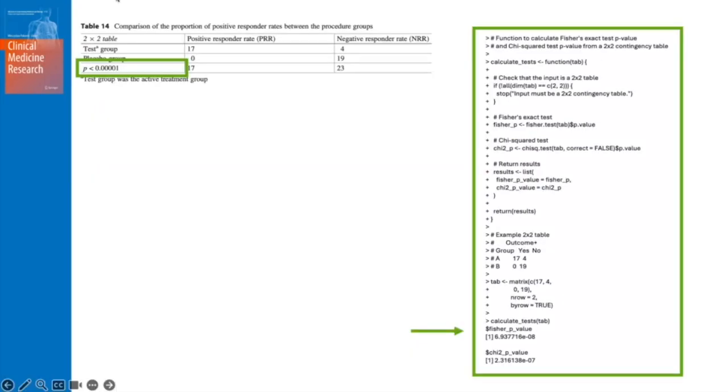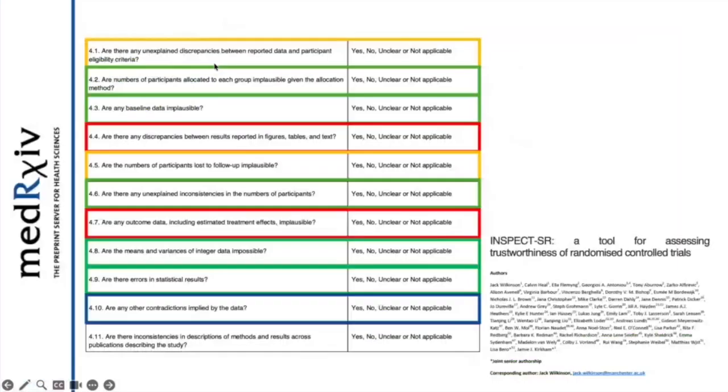For this one, it was the table where they computed the Fisher test. I was able to compute exactly the Fisher test p-value, which was very consistent with this. So no problem for that. So basically, are there errors in statistical results? I put it as a no.